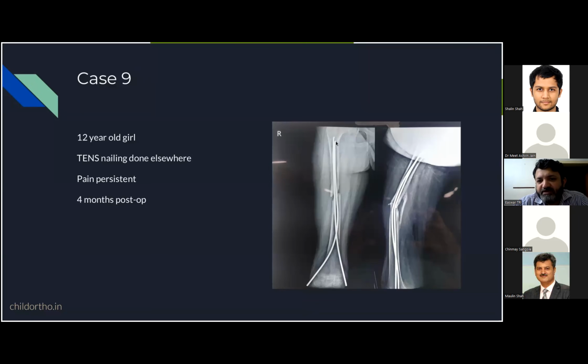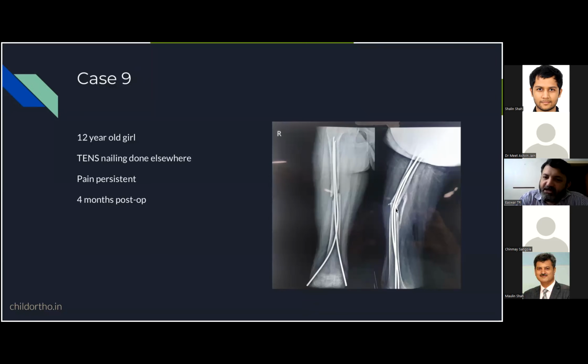So one of the reasons why this may have happened is that you can see that this nail is not introduced proximally enough, and both the tips are pointing in the same direction. And the 3-point principle has probably not been adhered to. So we revised this and we introduced a locking compression.